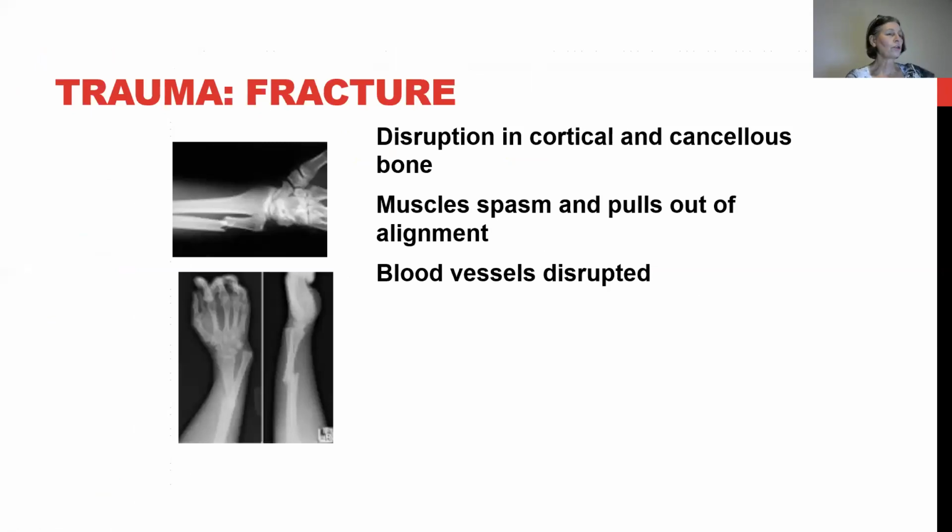So a fracture is a disruption in cortical and cancellous bone. What that means is the bone is disrupted. Maybe just part of it, maybe the surface, maybe all the way through, causing a complete fracture.